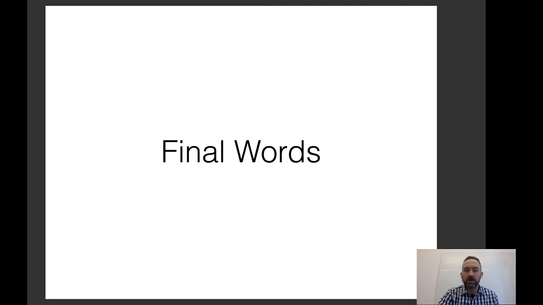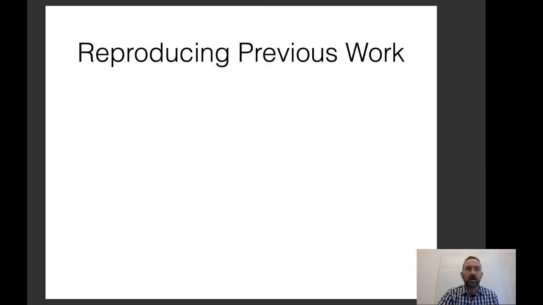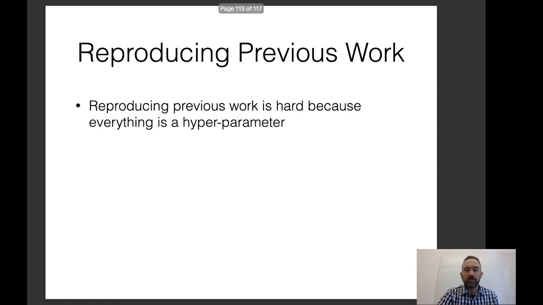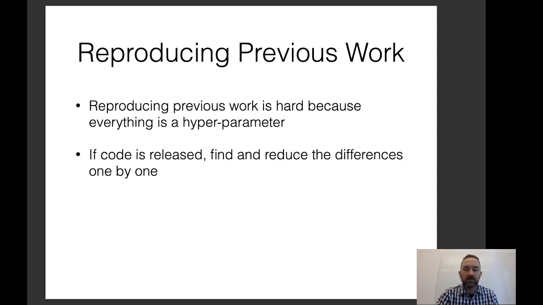Okay, so I'm going to go into a few final words with respect to reproducing previous work. Reproducing previous work is an important part of research in any area, including NLP. But reproducing previous work can also be hard because everything is a hyperparameter. And if code is released, this makes our life a lot easier.